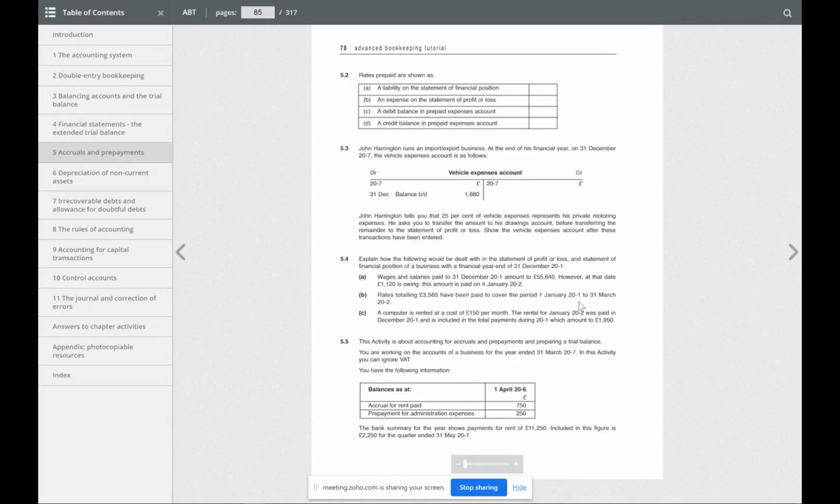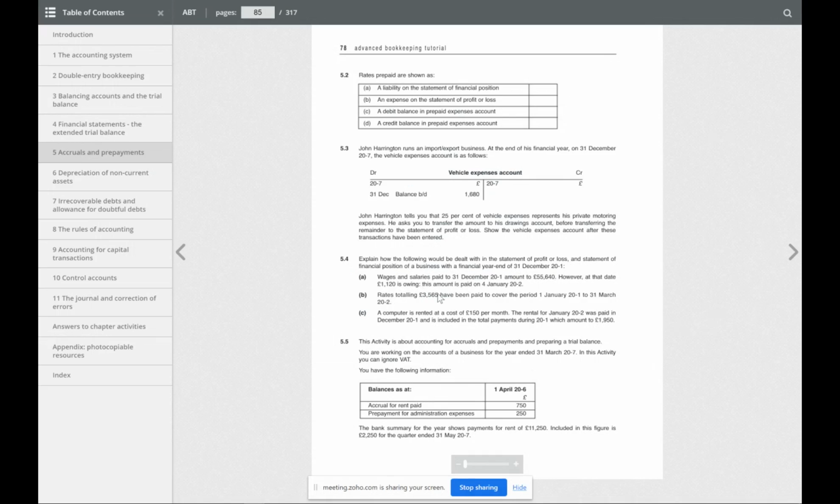However, at that date, £1,120 is owing. This amount is paid on 4th January 2012. Let's say 2011 and 2012. So it says wages and salaries paid on 31st December were 55,640. However, at that date, 1,120 was still owing. So it is due. It is an accrual, isn't it? At the end of the year.